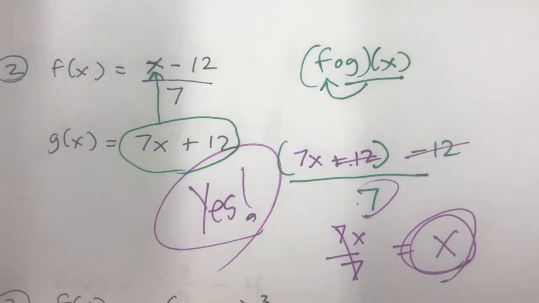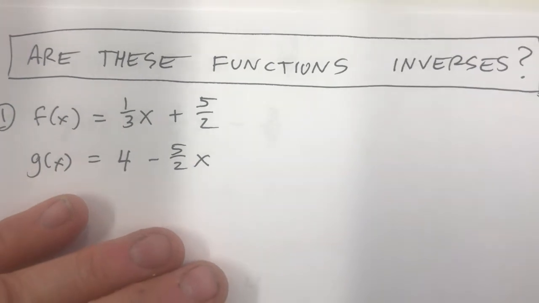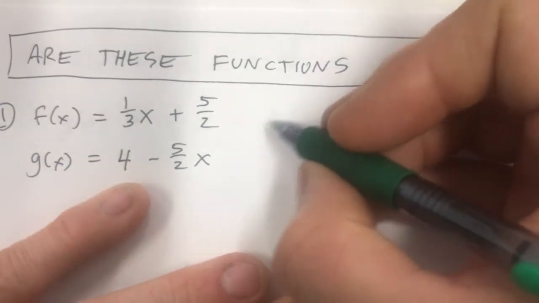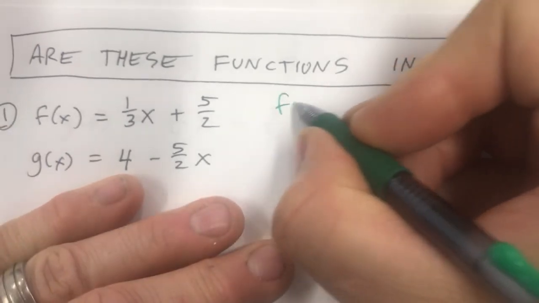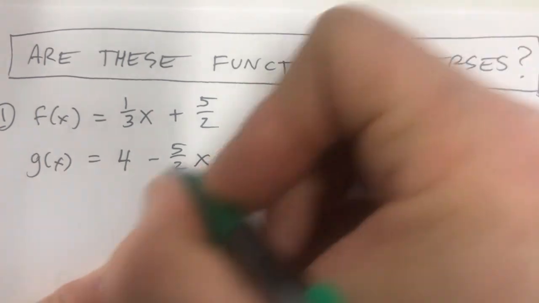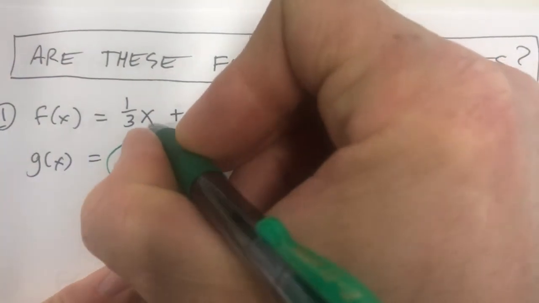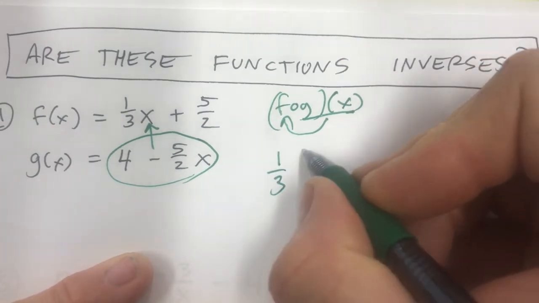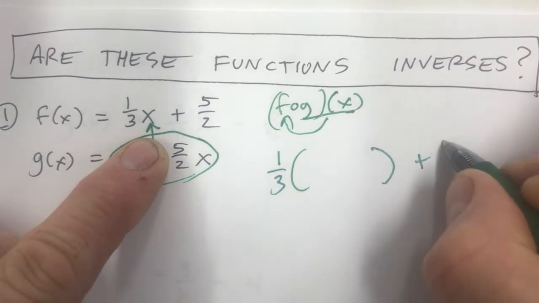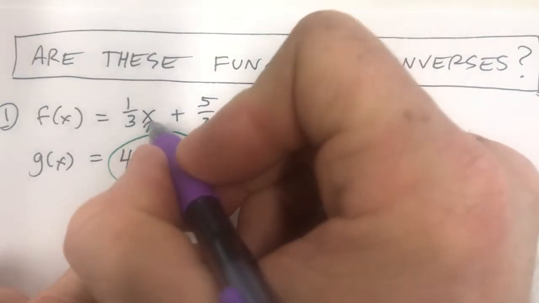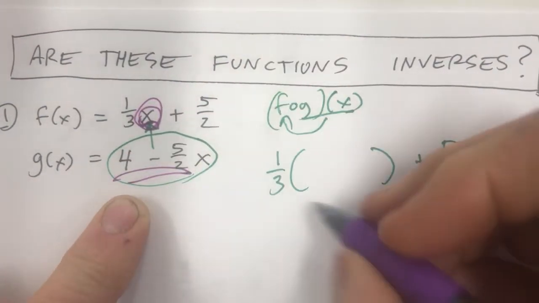But now this first one here, just by experience, I know this is not inverses because, all right, if I do f of g of x, I'm going to take the g function and put it in the f. So here's my g function. I'm going to put that in for x in the f function. So I'm going to have this 1/3 x plus 5/2. And then right here where x is, I'm going to put this in.